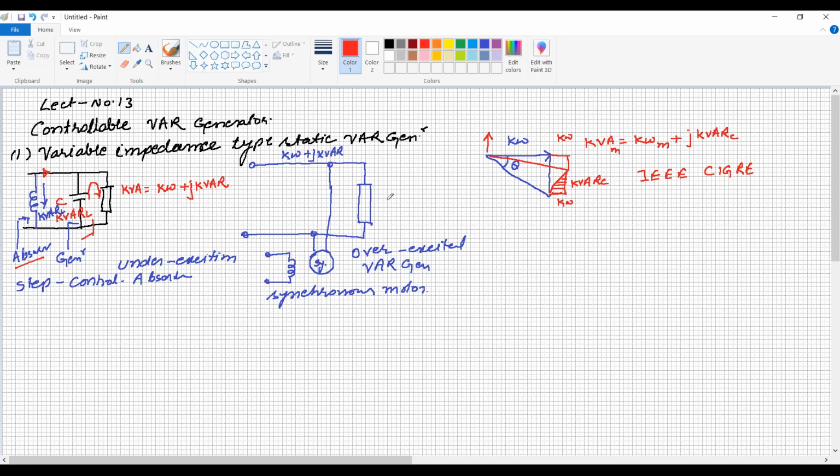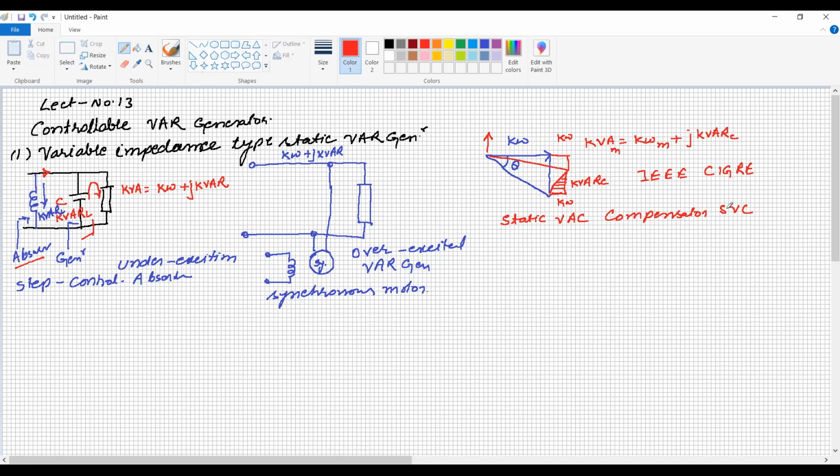Instead of this, static VAR compensator, SVC. SVC is a subset of STATCOM. There are different types of shunt compensation, which we are going to consider here.